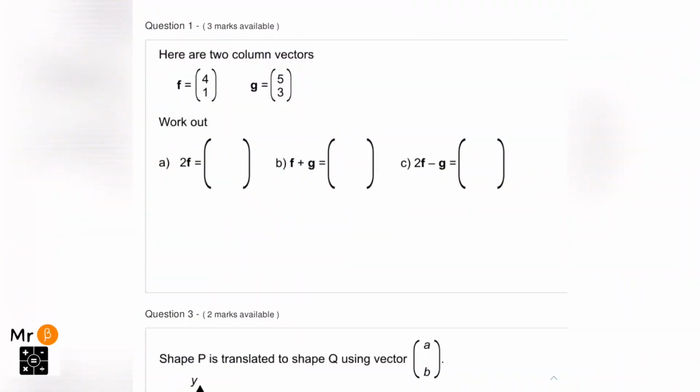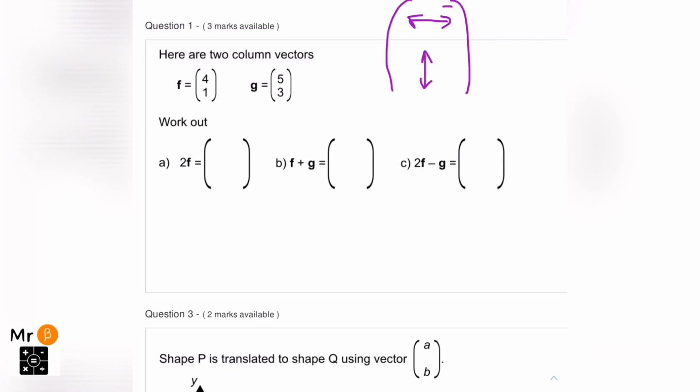Note, I always find it very useful at the start of the question to draw this diagram. So the number on top, just like with coordinates, the first number is our left and right movement. The second number that you see in your vector is the movement up and down, so in your y-axis.